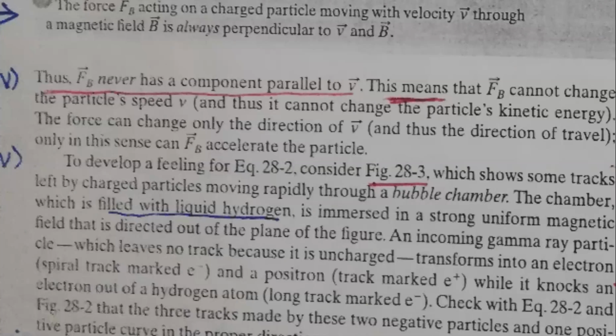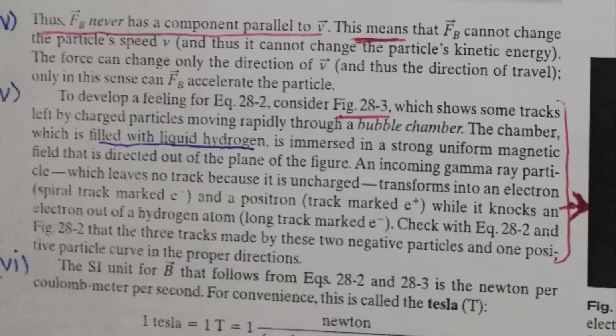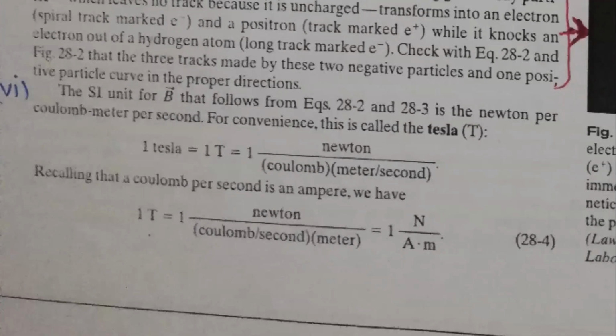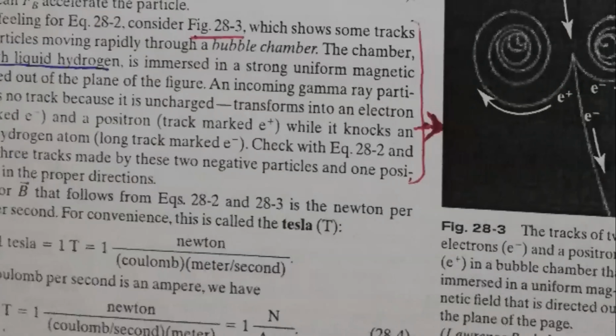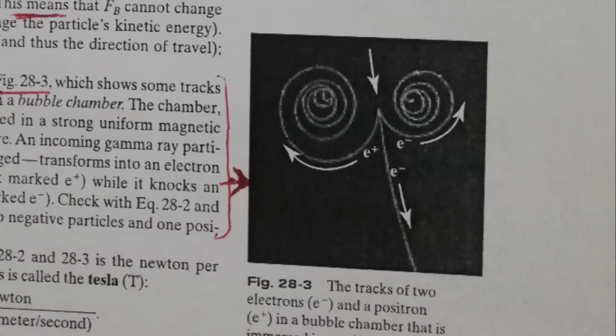After that, to develop a feeling of equations 28.2 and 3, the example of a bubble chamber is given. You can see from here that a gamma particle of specific energy is coming, and at this point pair production takes place. You know, pair production is the phenomenon in which an electron and a positron are generated. So this is a bubble chamber.